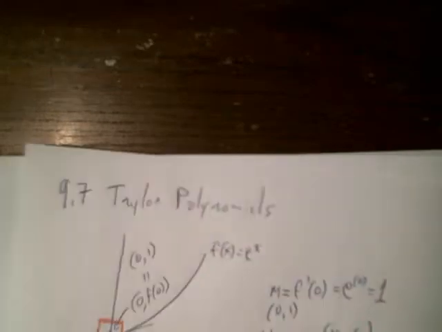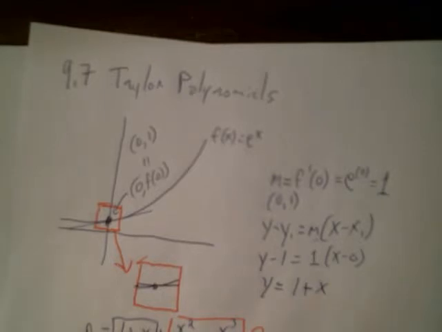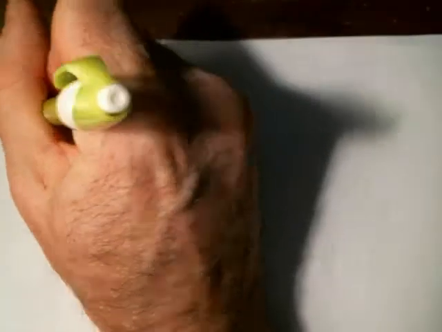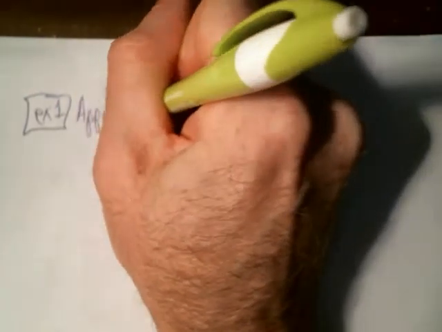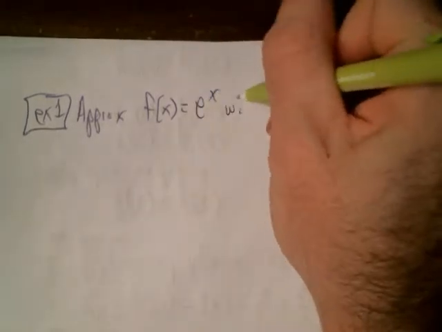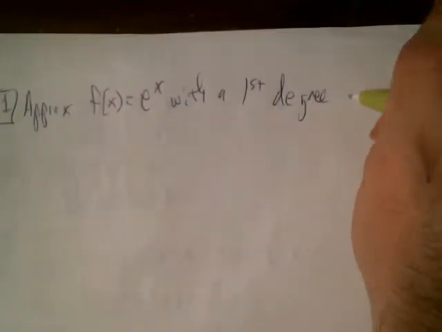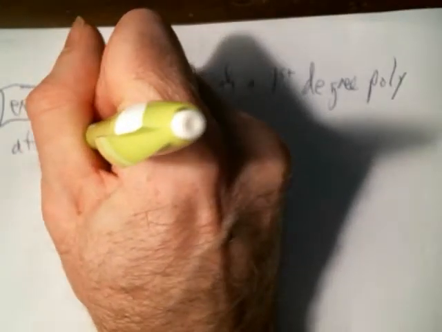Okay. So you can begin with a first degree polynomial and see how that works. We had a process for developing this first degree, but let's see it in this new context. And we'll work with e to the x centered at 0 as well. So example 1, we want to approximate f of x equals e to the x with a first degree polynomial, in other words, the equation of a line, at the center c equals 0.